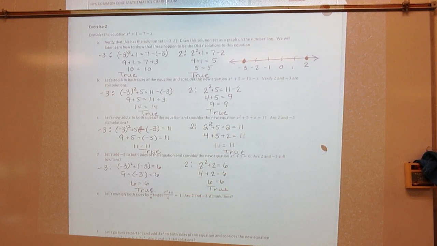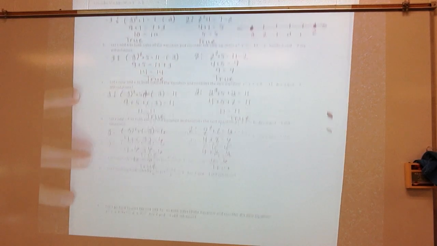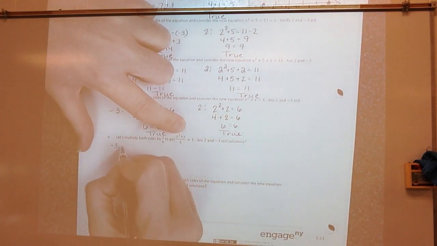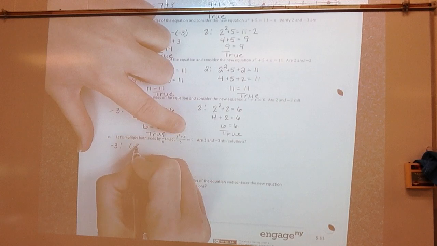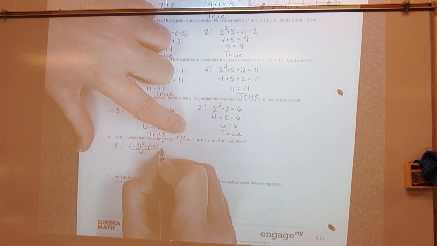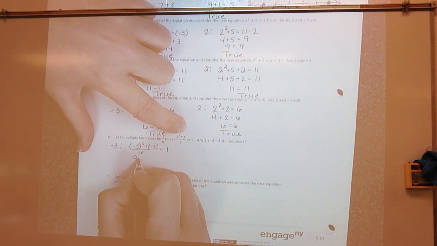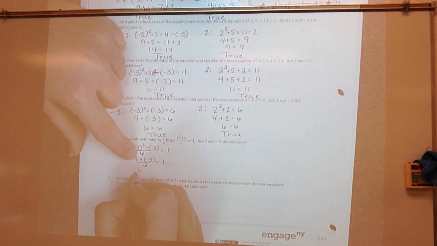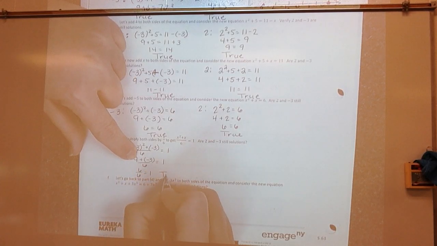Let's multiply both sides by 1/6 and get x squared plus x over 6 is equal to 1. Are 2 and negative 3 still solutions? Alright, so negative 3. So I get negative 3 squared plus negative 3 over 6 is equal to 1. So I get 9 plus a negative 3 over 6 is equal to 1. 9 plus a negative 3 is 6 over 6 is equal to 1. That is true.